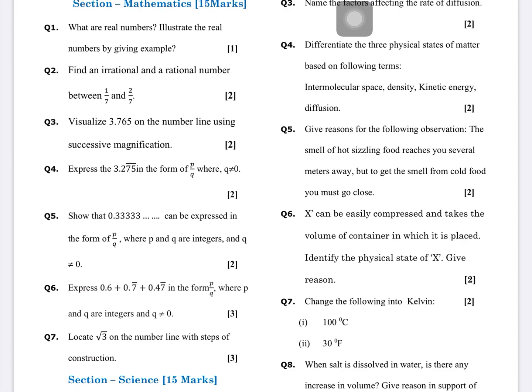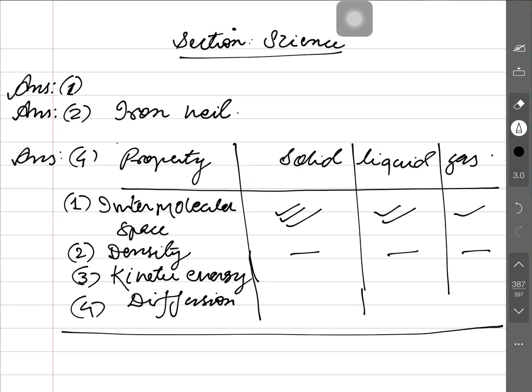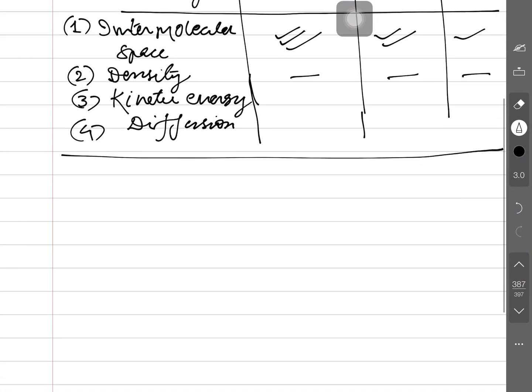X can be easily compressed means he is talking about something else as X. It takes the volume of the container, so if you keep it in the container, it takes the shape of the container. So what is the physical state of X? The answer is liquid. Is that clear? Give the reasons. So, I am raising your confidence to write down the answer. How to write the answer here?